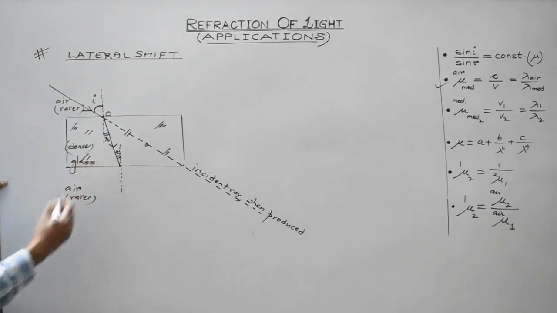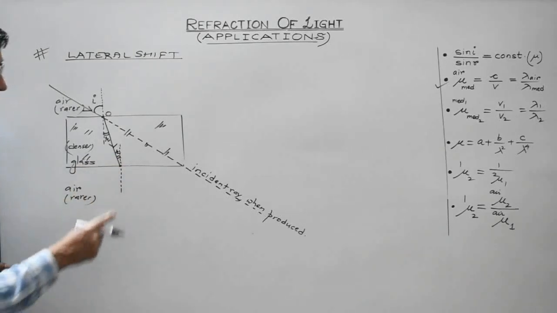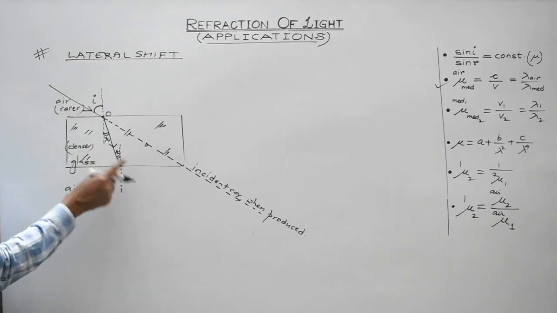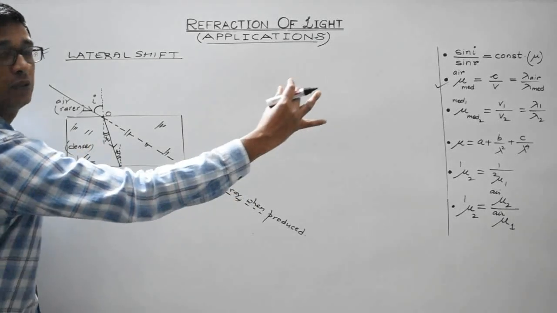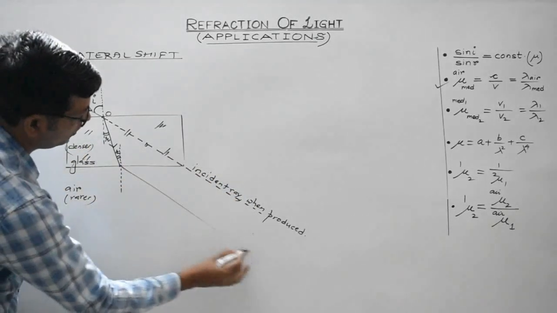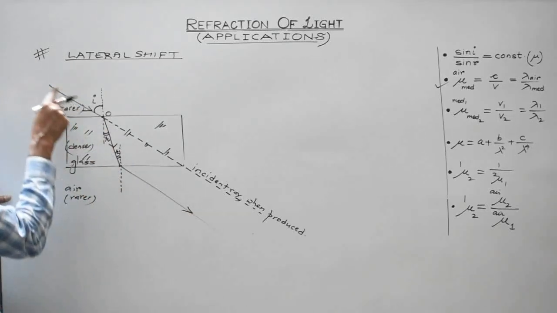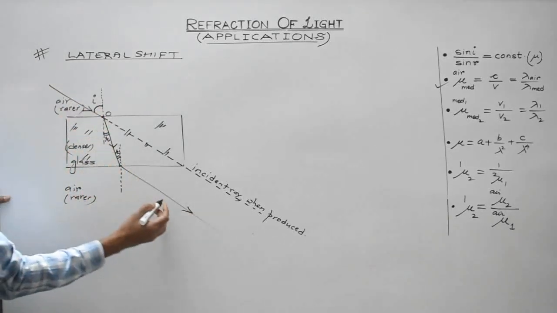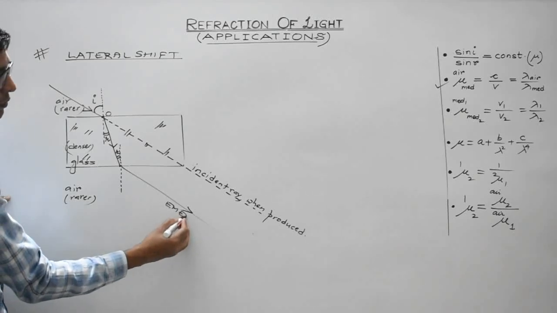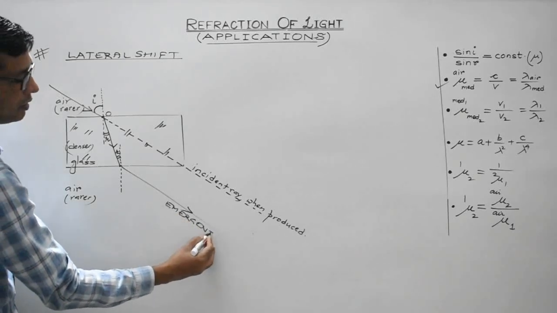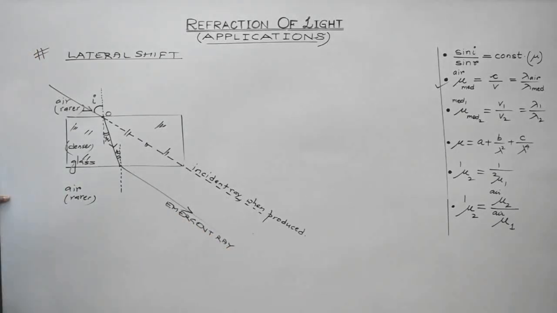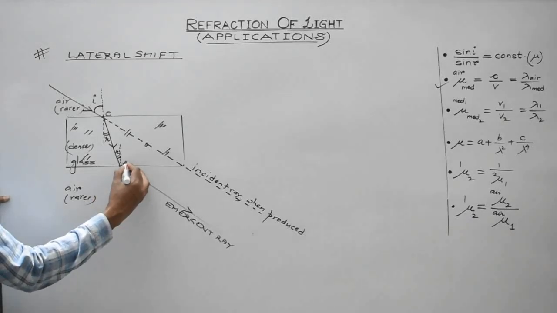And at this point again refraction or bending of light will take place. Here light is travelling from denser to rarer, so it will bend away from the normal. So it will be like this. So this is the incident ray, this is the refracted ray, and this is known as the emergent ray.